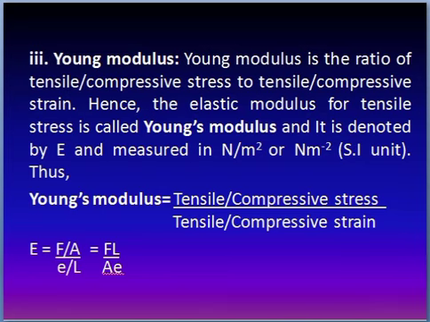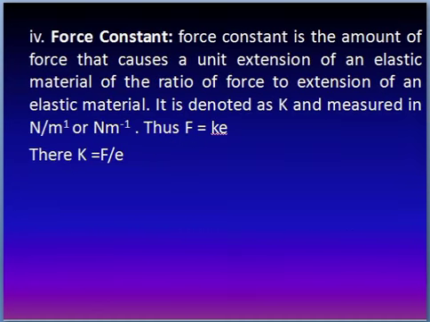So, when you have your elastic modulus or Young modulus, which is denoted as E, we have our tensile stress, which is force over area, divided by our tensile strain, which is extension divided by length. By simplifying this, you end up having your Young modulus as force times length divided by area times extension.